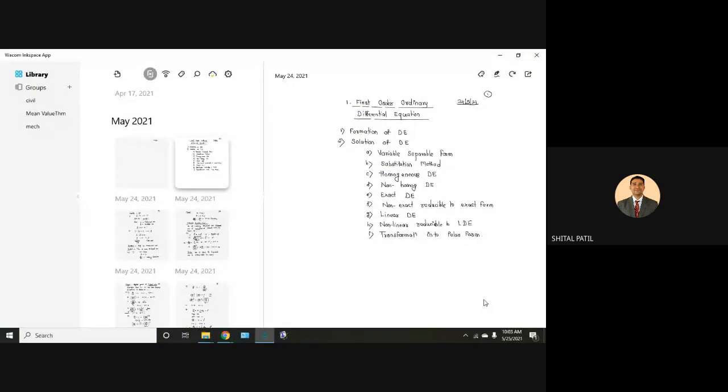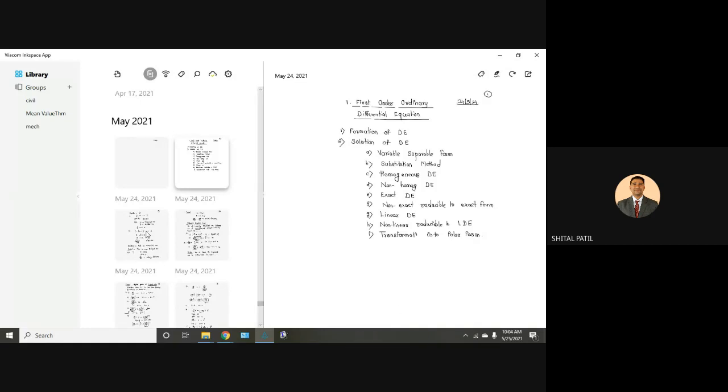Started with unit number 1. Name of the unit is first order differential equation. Here our aim is to solve the differential equation. So two parts are there. One is formation of differential equation, other is solution of differential equation. Nine different methods are there to solve the differential equation. We have mentioned all the methods over here.